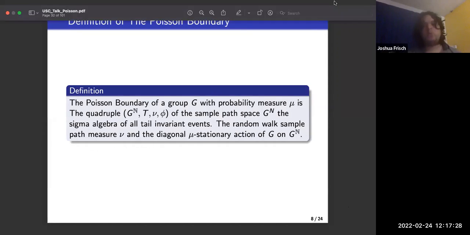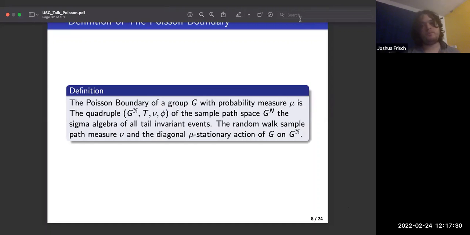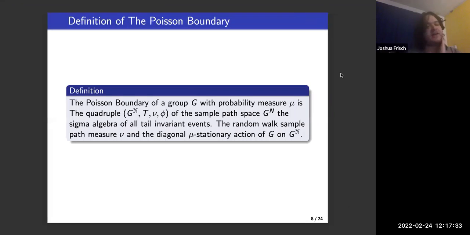So what is the Poisson boundary? Well, it's basically everything I just told you so far. It's the Poisson boundary of a group G. If I give you a group and a measure mu, I look at the quadruple of all infinite trajectories, the sigma algebra of all tail invariant events, the random walk sample path measure mu, and the diagonal action of G on itself. And this action turns out to be stationary. You don't need to know what the word stationary is here. I'm just including it for those who do know.